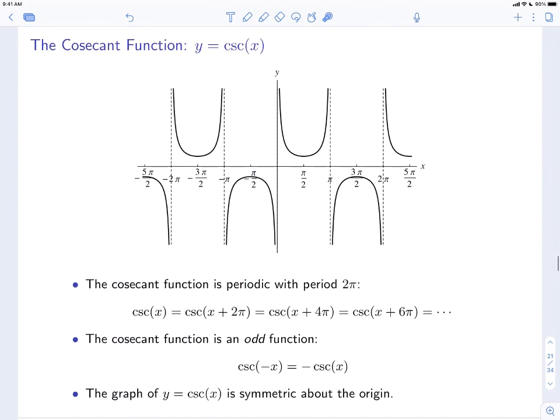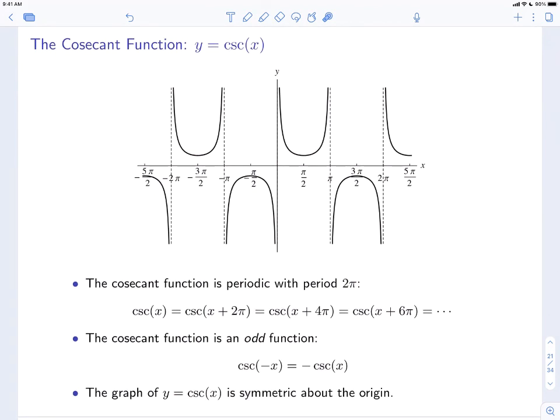The cosecant function is similar to the secant because instead of being 1 over cosine, it's 1 over sine. Sine is periodic with period 2 pi, so cosecant, being 1 over that, is also periodic with period 2 pi. And sine is an odd function, so cosecant, being 1 over an odd function, is also an odd function. So again, we see that we have symmetry about the origin.